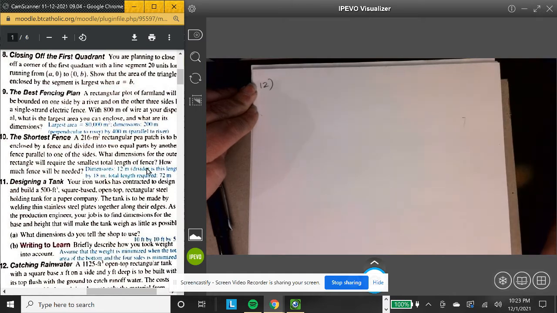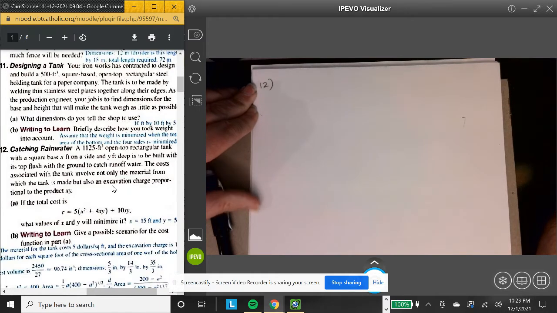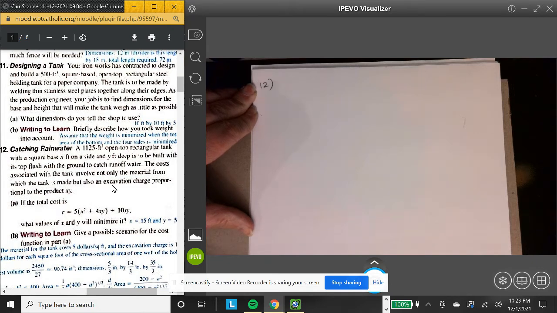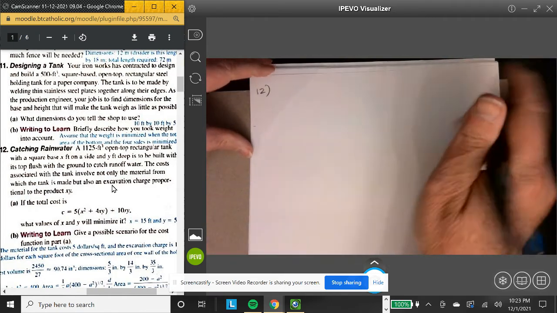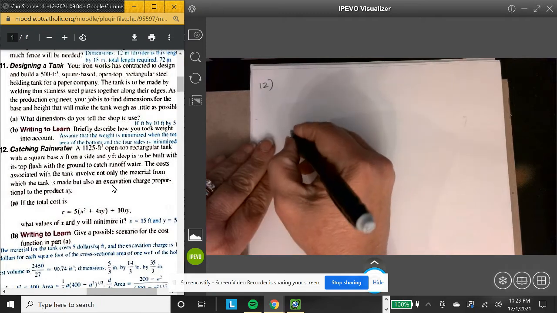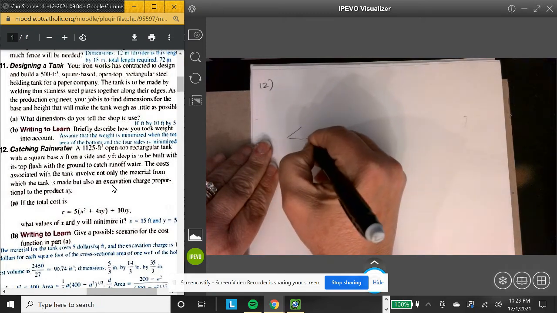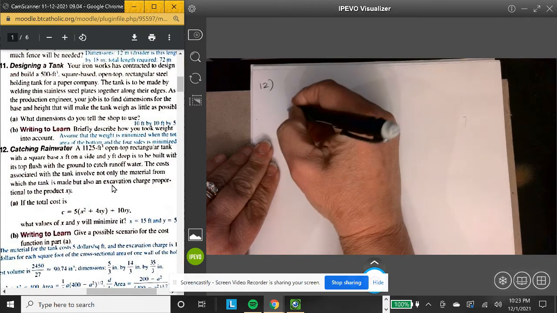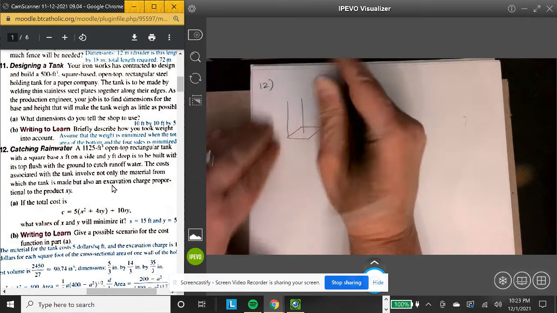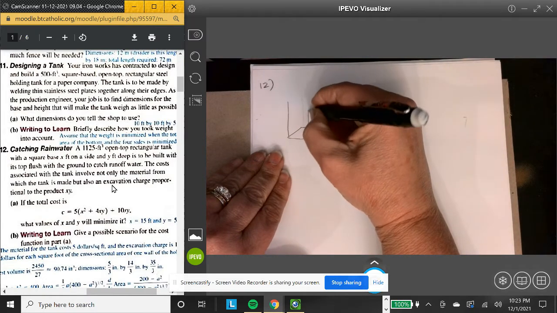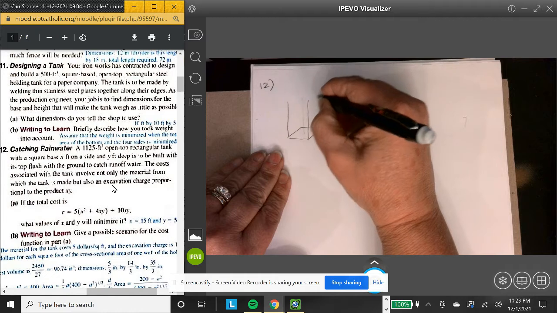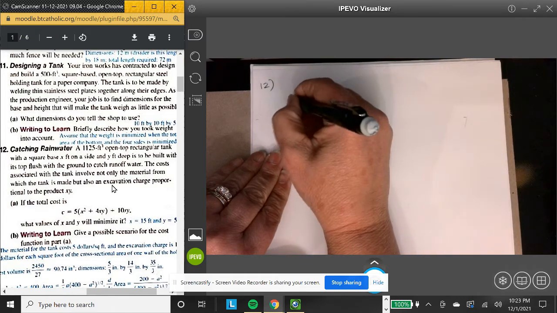Number 12, catching rainwater. A 1,125 cubic foot open top rectangular tank with a square base. Here we go. This is a similar problem. So I have a rectangular tank with a square base. Okay, so I'm going to draw my square base. And remember, it looks like it's a rhombus because we're looking at it from the side. I should go up. That way would be better, right? And I'm going to make my sides parallel here.